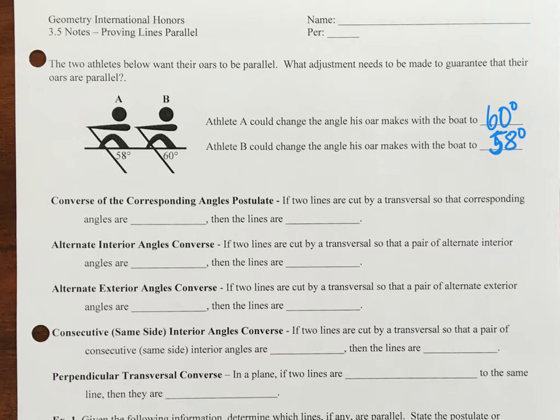If either one of those athletes makes that adjustment, that would guarantee that the two oars would be parallel. So that is an illustration of our first postulate, called the converse of the corresponding angles postulate. Here's what it says: if two lines are cut by a transversal so that corresponding angles are congruent, then that's going to guarantee that those lines are parallel.